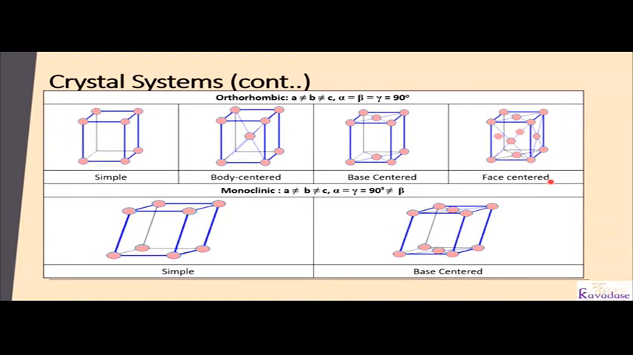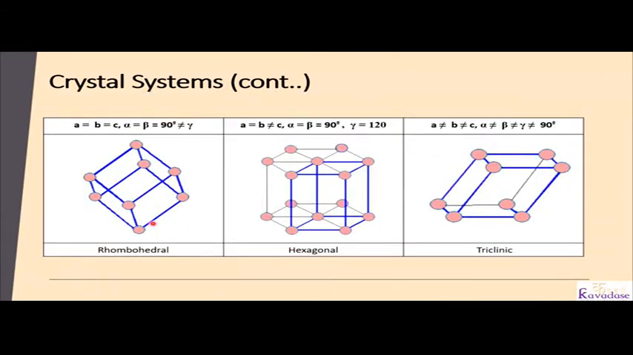And then monoclinic. In monoclinic, A is not equal to B and not equal to C, and alpha is equal to gamma is equal to 90, but beta is not equal to 90. In this category there are two types of unit cells: simple monoclinic and base centered monoclinic. So 9 plus 2, 11 types have been covered here. Then the rest are 3.